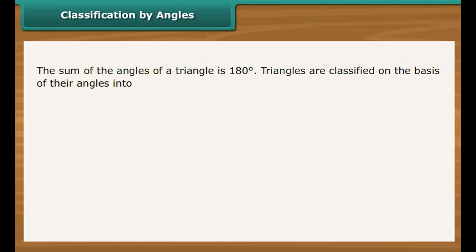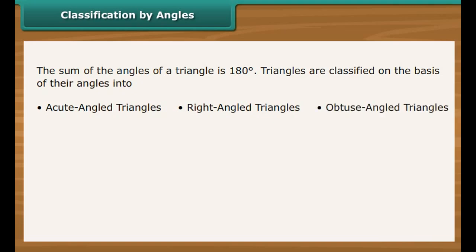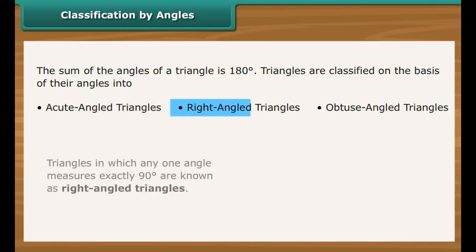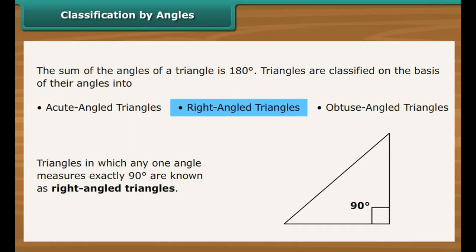Triangles in which all the three angles measure less than 90 degrees are known as acute-angled triangles. Triangles in which any one angle measures exactly 90 degrees are known as right-angled triangles. Triangles in which any one angle measures more than 90 degrees are known as obtuse-angled triangles.